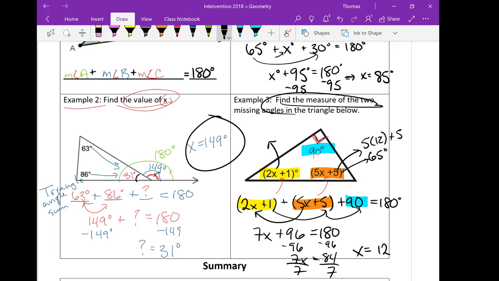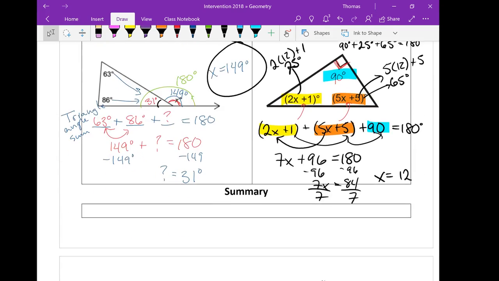For the other one, plugging it back in, 2 times 12 plus 1. 2 times 12 is 24, plus 1 is 25 degrees. And then we double check ourselves. We should have that 90 degrees plus 25 degrees plus 65 degrees equals 180. Yep, if we plug that in a calculator, sure enough. So altogether, that's how we found it.